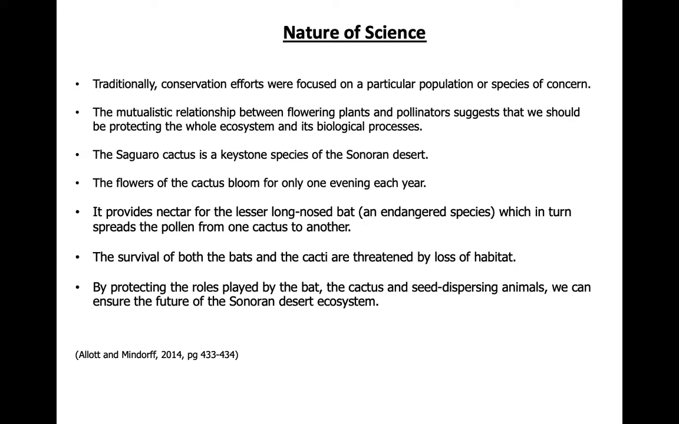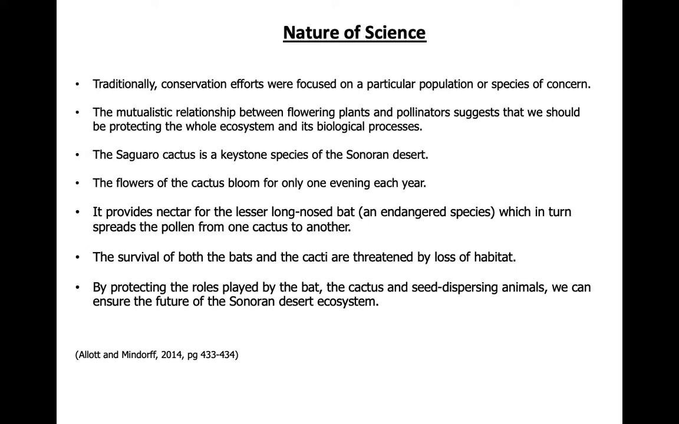Whenever we see keystone, basically it's a type of plant that we can use as an indicator of the environment. It's something that can be very sensitive to a change in environment, and it gives us a clue when the environment is changing. The flowers of the cactus bloom only one evening each year.